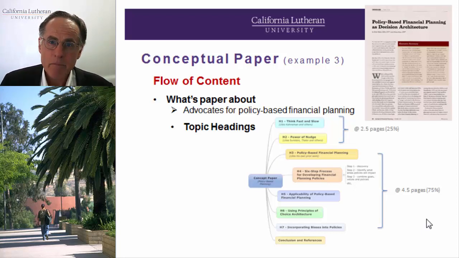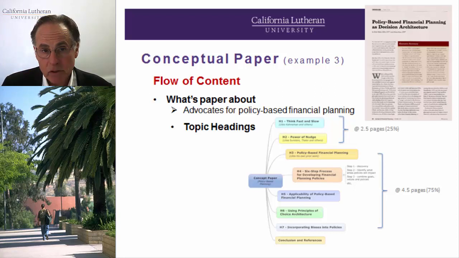You'll notice that there were 9 major topic headings following the executive summary and introduction. 1, think fast and slow, which alludes to the behavioral finance book by Daniel Kahneman. 2, power of the nudge. 3, policy-based financial planning. 4, 6-step process for developing financial planning policies. 5, applicability of policy-based planning. 6, using principles of choice architecture. 7, incorporating biases into policies. 8, conclusion. And 9, references.